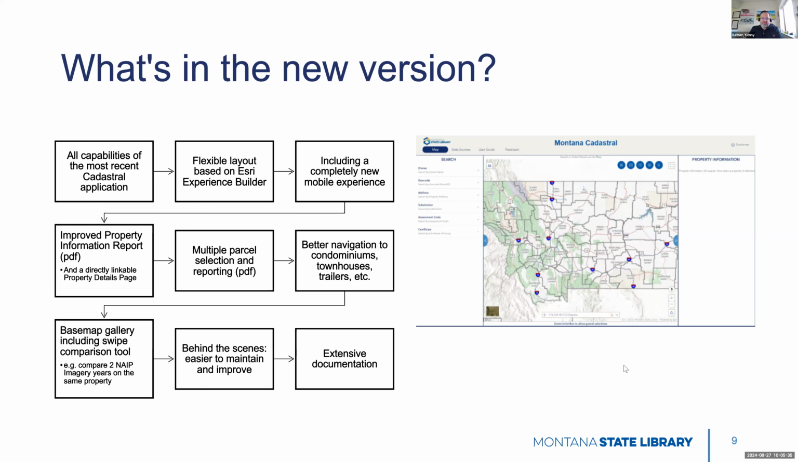So what's in the new version? Everything that was in the old version, first of all. The new version is based off of the Esri Experience Builder product. It's mobile first. We have PDF property reports now, which is a big step up for us. We can also select multiple parcels and run a report on those, which is something the old application did not do. Again, I mentioned the multi-owner properties like condos, townhouses, trailers, and so forth.